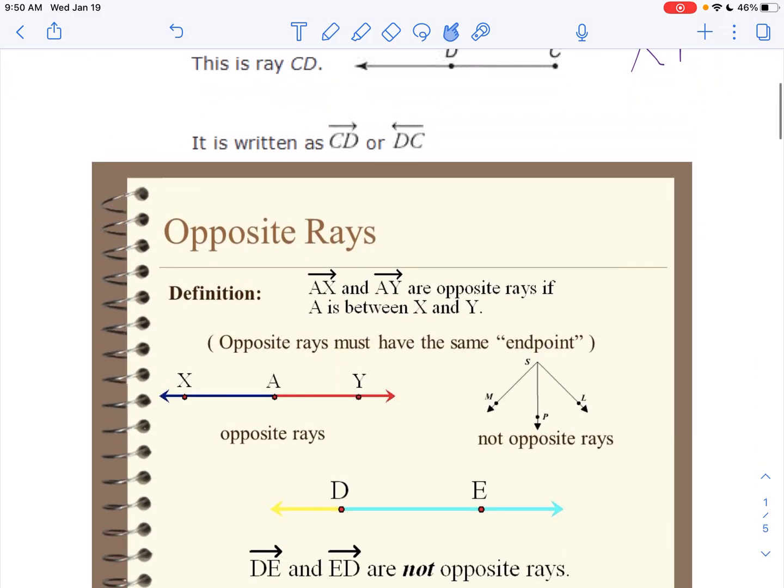Now, opposite rays, exactly what they sound like. They're two rays that go in exactly the opposite direction, so they actually form a line.